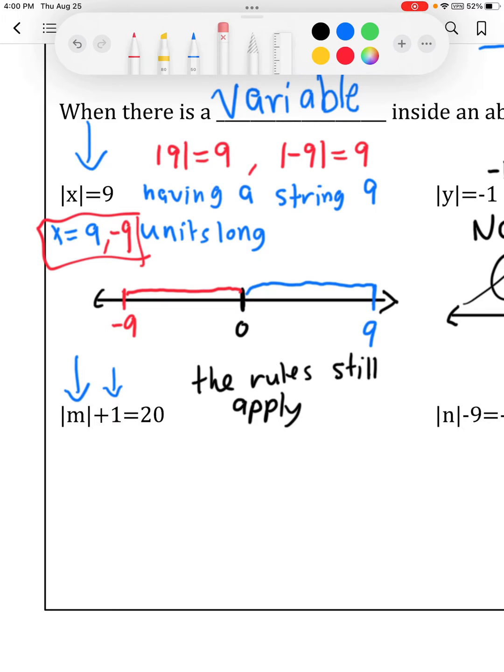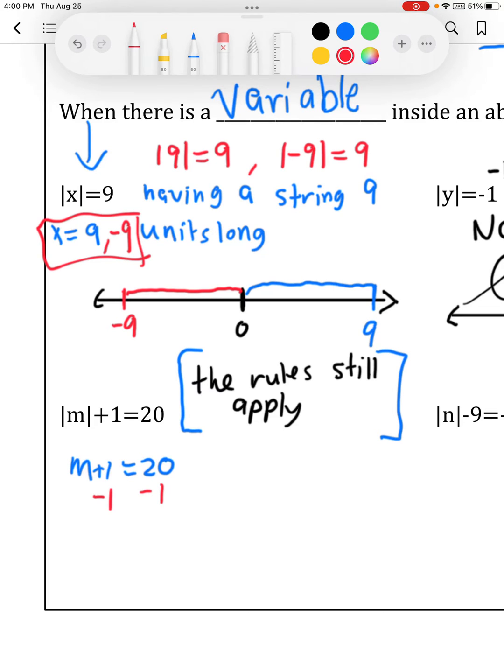So you'll notice in this particular case, we have the absolute value of m plus 1 is equal to 20. You'll notice I already wrote it, but I'll just put a little bracket around it. All of the rules that we know still apply. So if there wasn't an absolute value of m here, and it was just m plus 1 is equal to 20, what would you want to do with this? Well, I would want to get rid of the 1 by subtracting it.